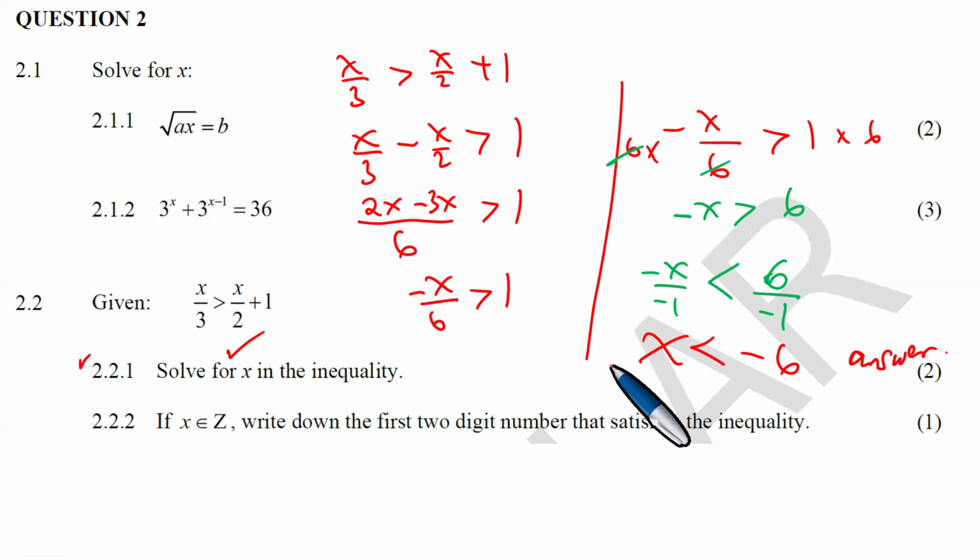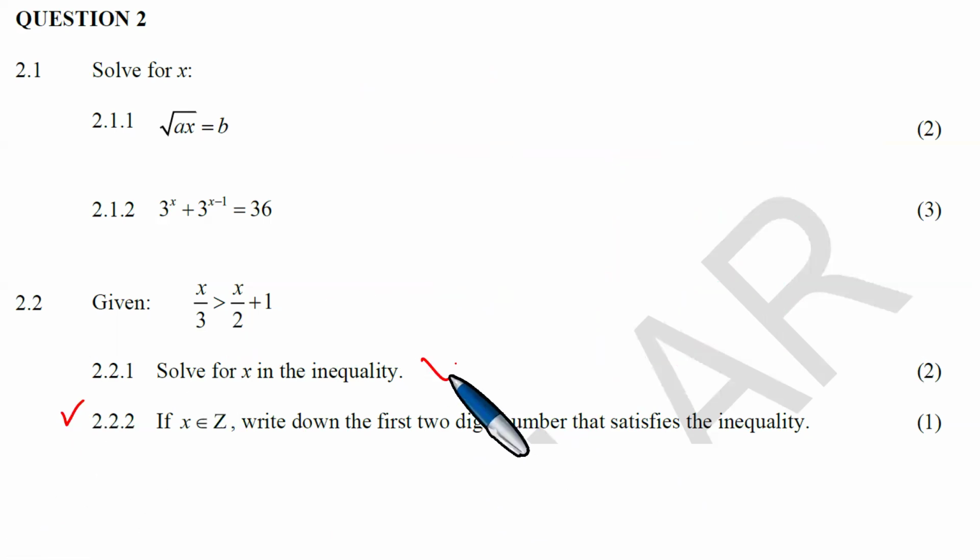Right. So x is less than -6. If x is an element of Z, the set of integers, write down the first two-digit number that satisfies the inequality. Okay, good. Here we have x is smaller than -6. The examiner is saying if x is an integer, write down the first two-digit number that satisfies the inequality.